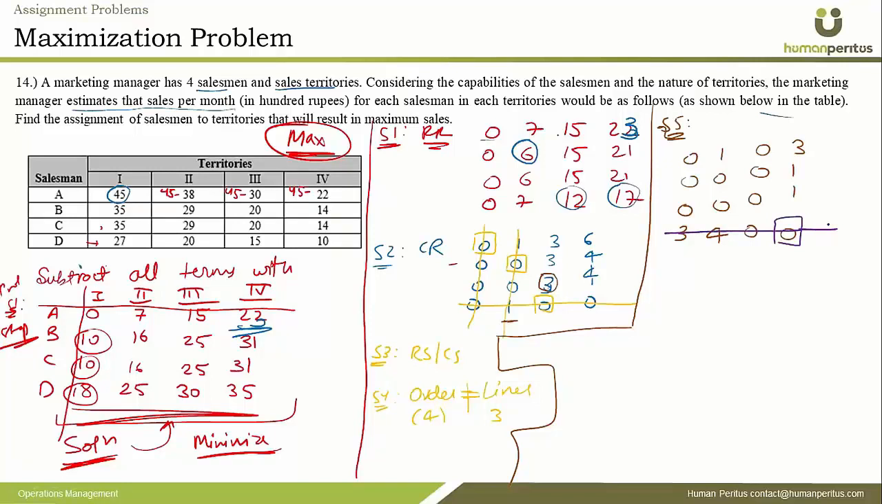Now I will again do row scanning and column scanning. In the first row there are 2 zeros. I cannot do anything. In the second row there are 3 zeros. Cannot do anything. In the third row there are 3 zeros. Cannot do anything. In the first column 3 zeros, 2 zeros, 3 zeros.